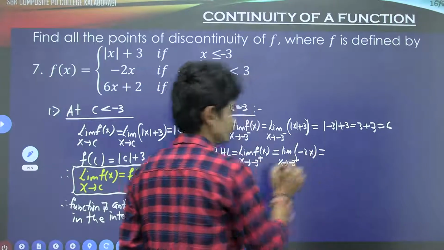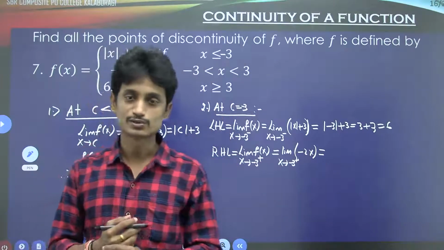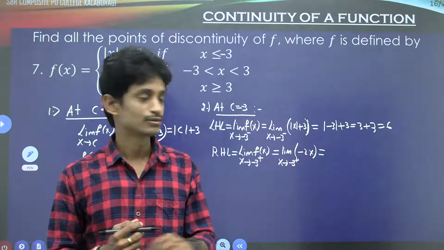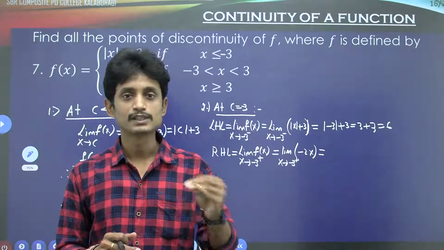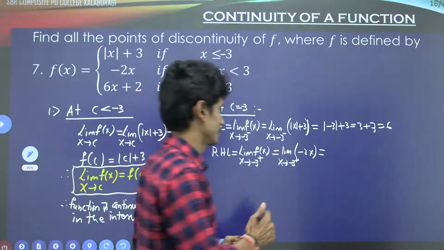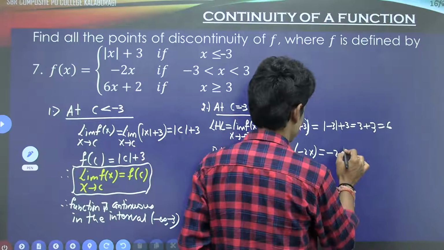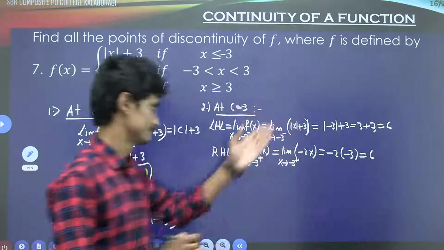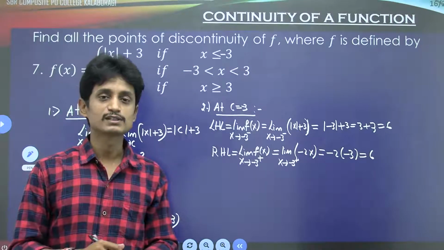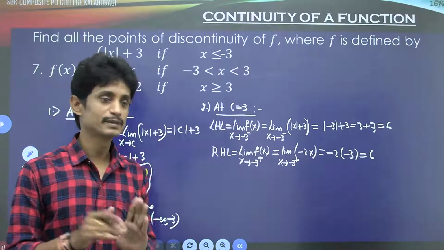Now, this is also a polynomial. Minus 2x will be a polynomial, so it will be totally free from indeterminate form. For every real number, it will give some output. So we can substitute here minus 2 into minus 3. It would be plus 6. What did we get? Left limit is equal to right limit. It means that the limit exists.